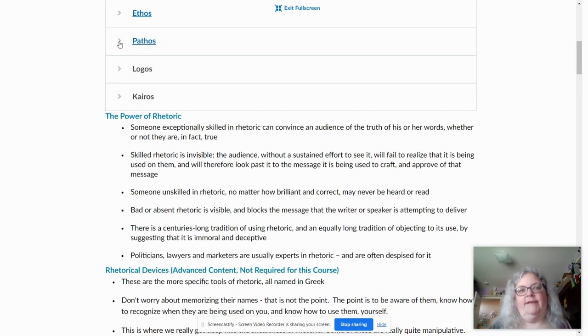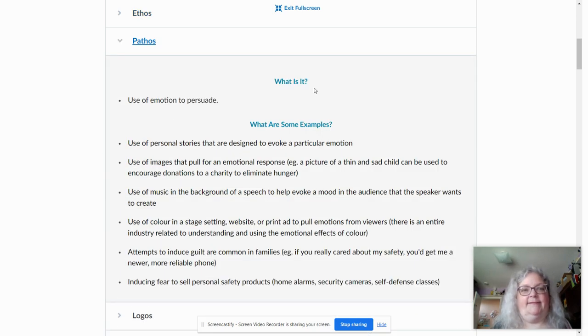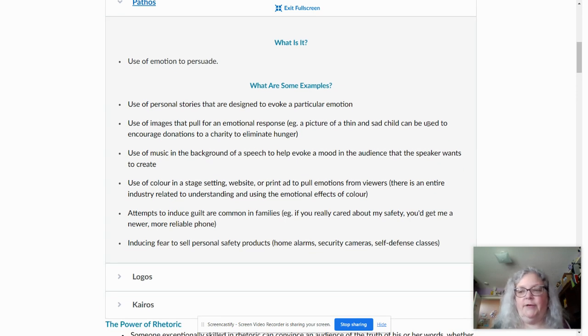Next comes one that is huge in advertising, politics, and marketing, and that is pathos. That is the use of emotion to persuade. And this is where rhetoric can often get a little bit more manipulative looking. So some examples of pathos. One is to use personal stories that are designed to evoke a particular emotion. So if you want your listener to be feeling pity for you so that they will give you money, you might tell a story about the hard times that you're going through.